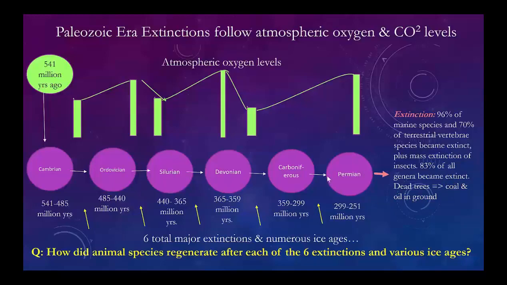So the question is, every time you have an extinction, how did the animal and plant species regenerate after each of the extinctions? And every time it came down, when the CO2 went too low, then you had an ice age. So at times the earth was covered with ice and was still moving along, and things would change. But these are all the changes that happen, and these are all the extinctions. But the question is, how did we get all the new plants and animals?